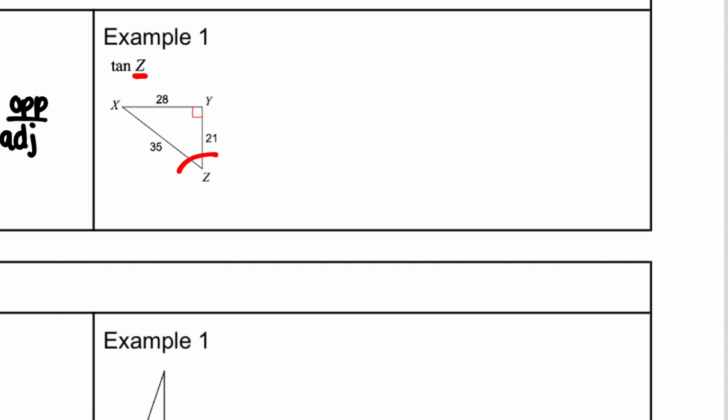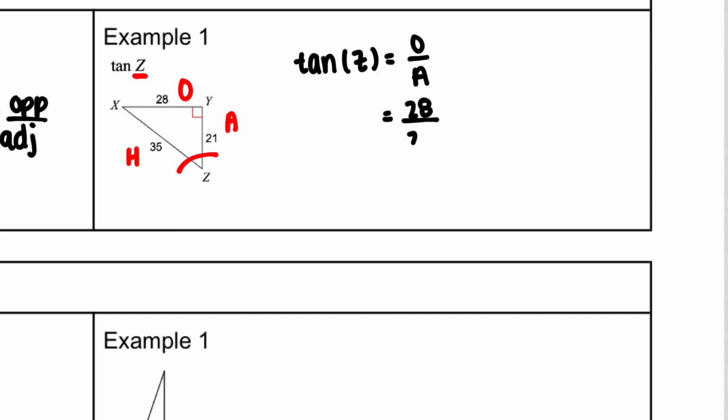I'm now going to label all my sides, so I'm going to go across from the right angle, and that tells me this is my H. I'm now going to go across from the angle of interest. That tells me this is my O, and the last side has to be my A. Now, my tangent of Z. I just told you that tangent was the opposite side over the adjacent side. So I'm going to take those numbers now. My O is 28 over my adjacent is 21. I do need to reduce this if possible.